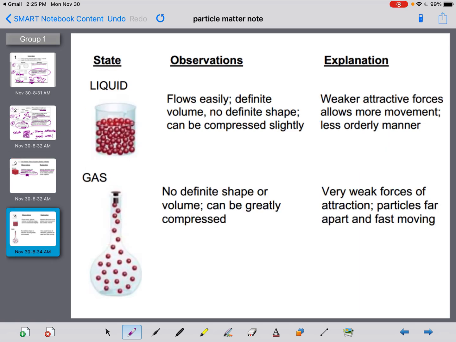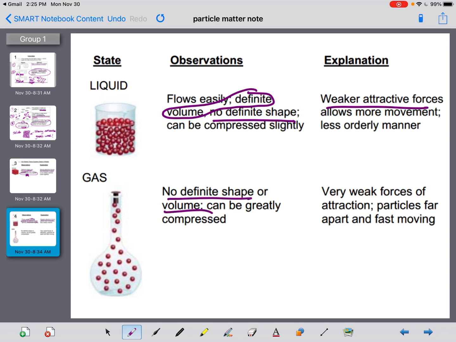Liquids flow easily. They do not have a definite shape. So remember, the term definite means like constant. So the shape is able to change, but the volume is definite. So if I have different sizes of containers that my liquid is in, it's still the same amount of liquid. It's just changing the shape of that liquid. So the reason why it's able to flow and change shape is because there are weaker attractive forces in comparison to solids. So meaning there's more space between particles. The particles are moving more. So they're able to move and shift around one another much easier.